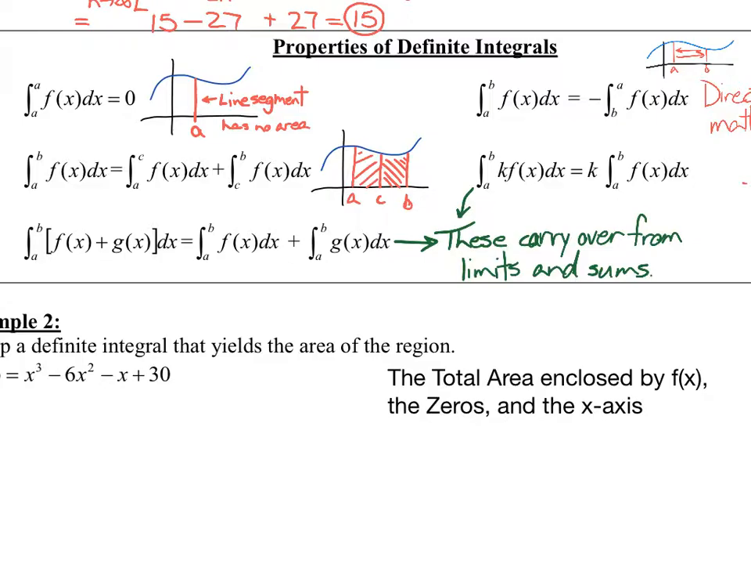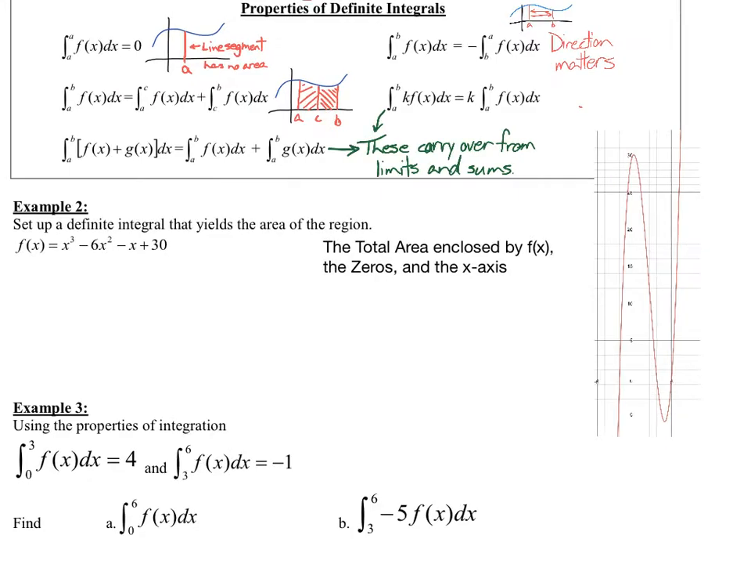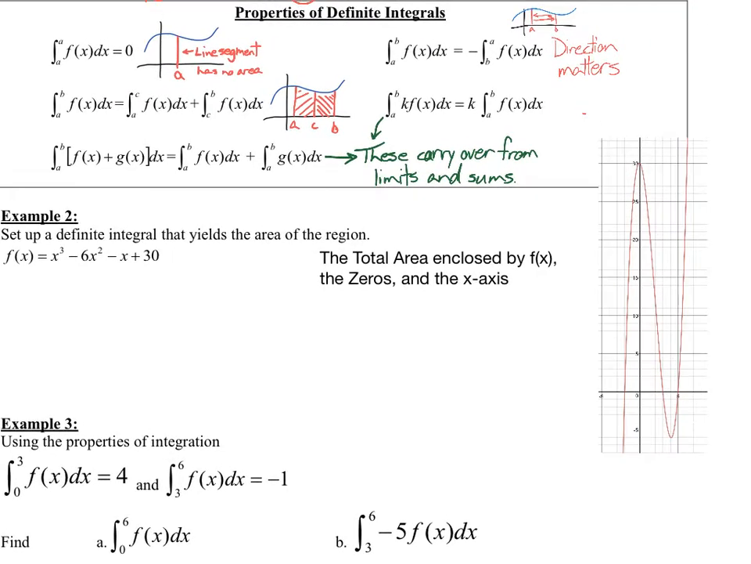Alright, so let's do a couple of examples using these. And you ought to like these because these aren't going to be too terribly difficult. We're not actually going to evaluate here, but here's one, example 2, that you'll run into. Set up a definite integral that yields the area of the region.